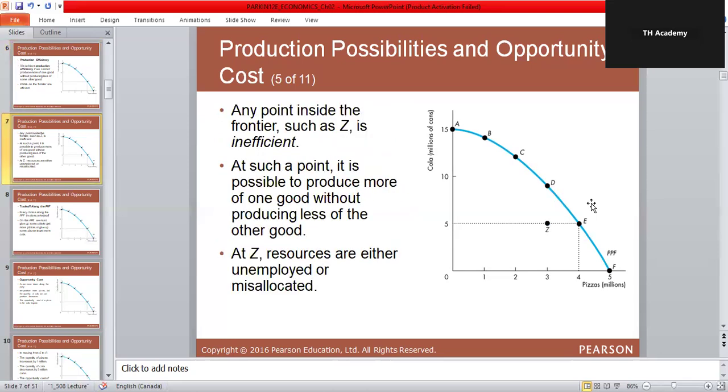Next slide. Inefficient points. Points inside the PPF, like Z, are inefficient. Why? Because you could produce more of one good without giving up the other. Basically, your resources are not fully used. Imagine your pizza oven is off and your workers are just sitting around. So you can make more pizzas or more cola without extra resources. So that's inefficiency. So inside the PPF is inefficient, on the PPF is efficient, and outside the PPF is impossible.